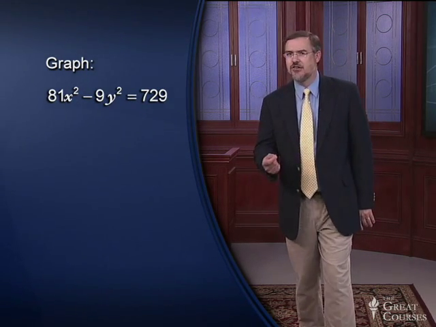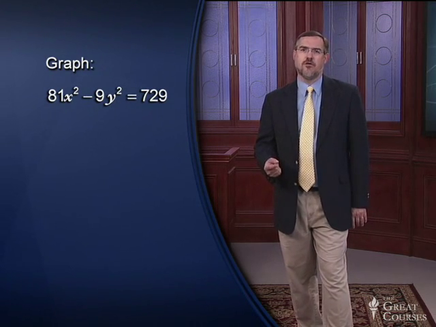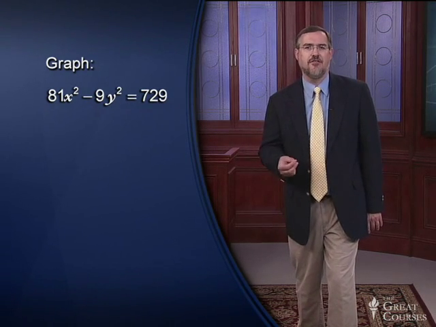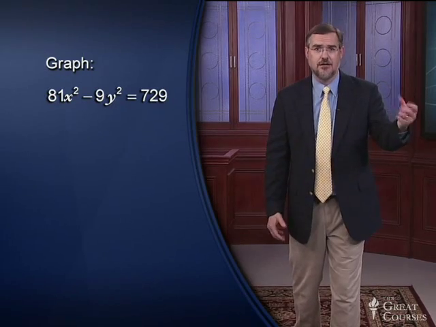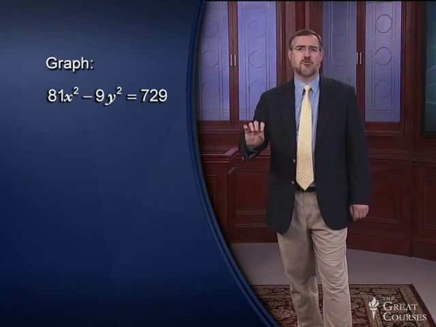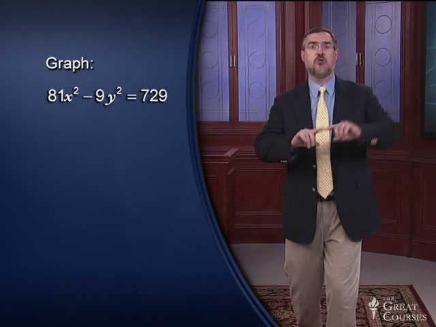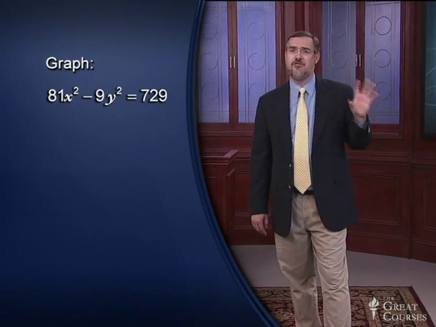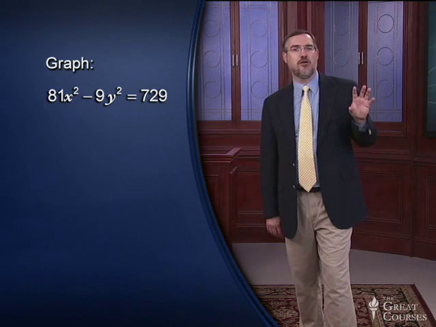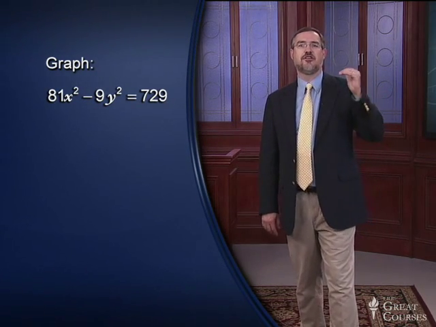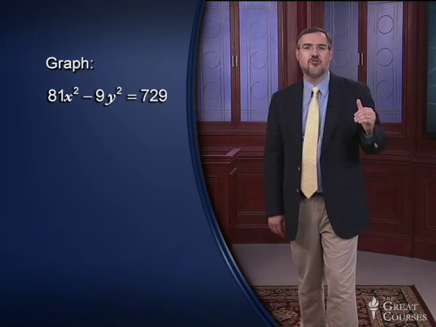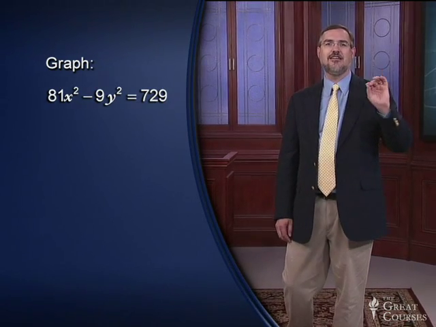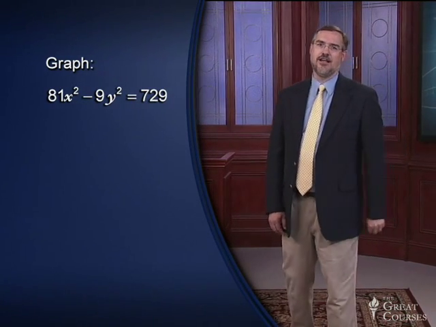And the key here is this. In standard form, the right-hand side should equal 1. Remember, it's x squared over a squared minus y squared over b squared equals 1. So what I really need to do here, believe it or not, in order to get this equation in standard form, is to divide both sides by 729 so that I end up with a 1 on the right-hand side.